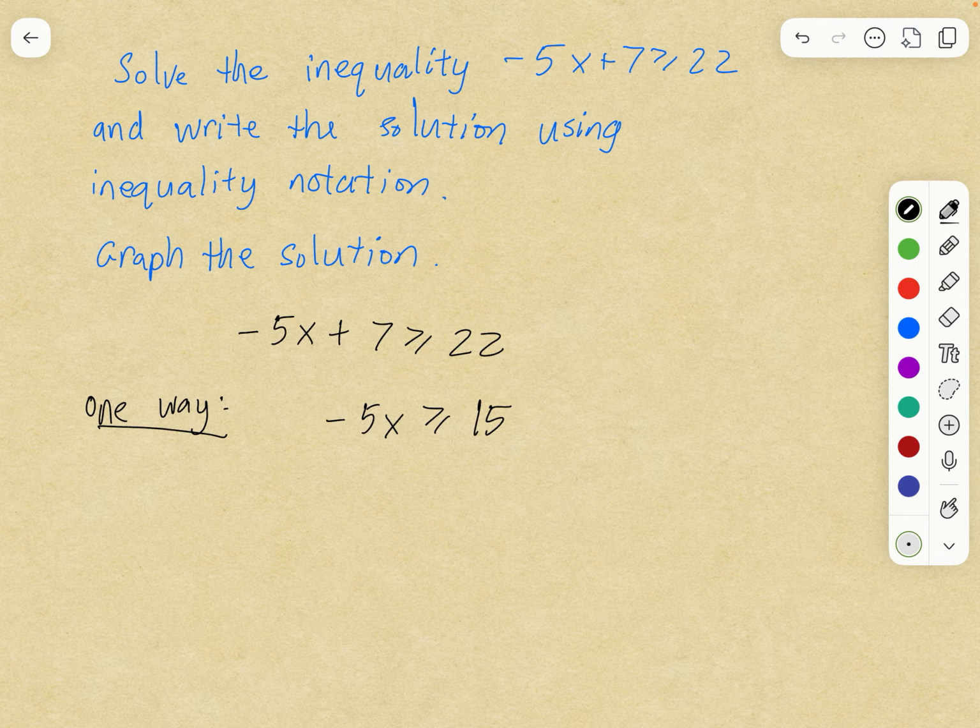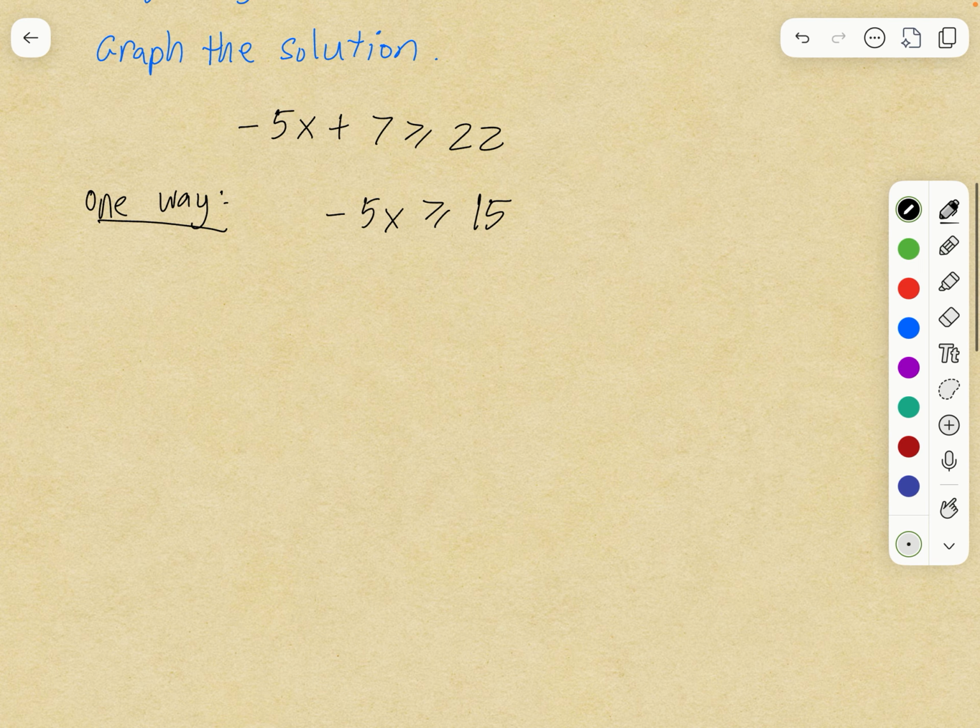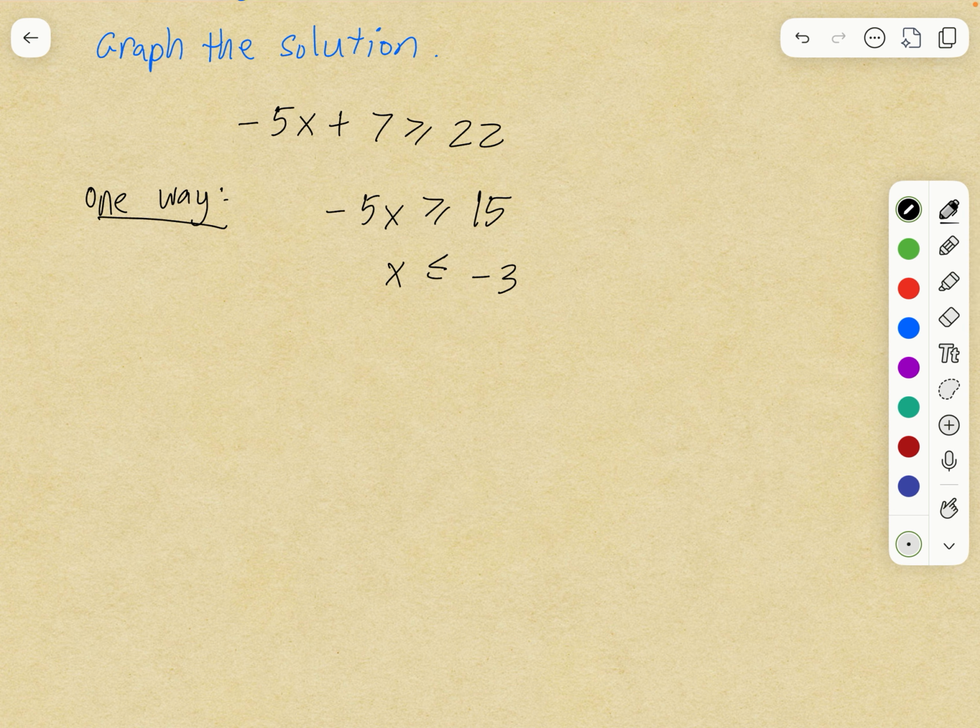Now we can divide both sides by negative 5, but you have to remember that when you divide by or multiply by a negative number, the inequality sign switches. That's a property of multiplication. So you divide by negative 5 to get x is less than or equal to 15 divided by negative 5, which is negative 3. So the values of x that make this inequality true are x less than or equal to negative 3.